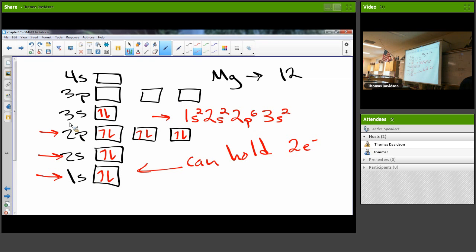All right. Now, can someone tell me what row magnesium is in? It's in the 3rd row, right? Can someone tell me what shape it fills? S. It's in the S block, right? Can someone tell me how far over it is in the S? It's the 2nd column over. Periodic table? Genius. Electron configuration? Mind-blowing. Right? This isn't that bad, is it?